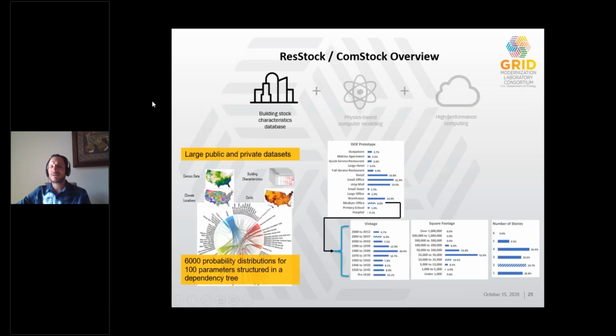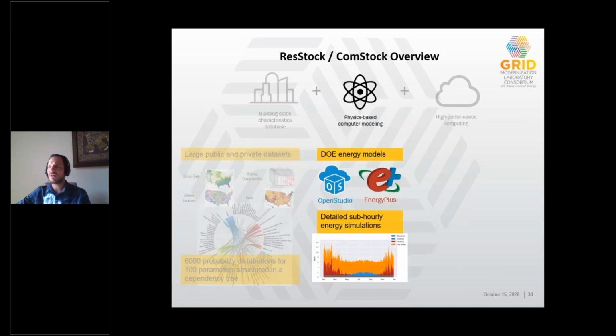They are built on databases made up of large public and private data sets. In total, there are over 6,000 probability distributions for more than 100 parameters organized in a complex dependency tree. On the right side of the slide here, you see an example of how these parameters are nested. You can see for a particular building type, there are distributions associated with vintage, floor area, and footprint, where each distribution is tied to the selection from the last. Next slide.